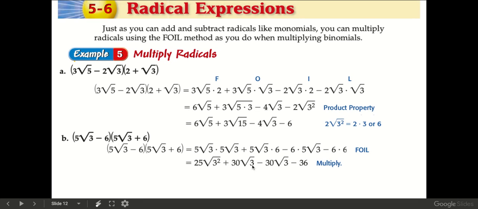Now, one thing you want to recognize is, if I add 30 radical 3 and subtract 30 radical 3, those will zero out. They are like terms. You can combine them. I know the square root of 3 squared is just going to give me 3. So 3 times 25 is 75. These zeroed out, minus 36. So the last part here is just to simplify that. 75 minus 36 is 39. So that's how you would simplify by using the FOIL method with expressions that have radicals.